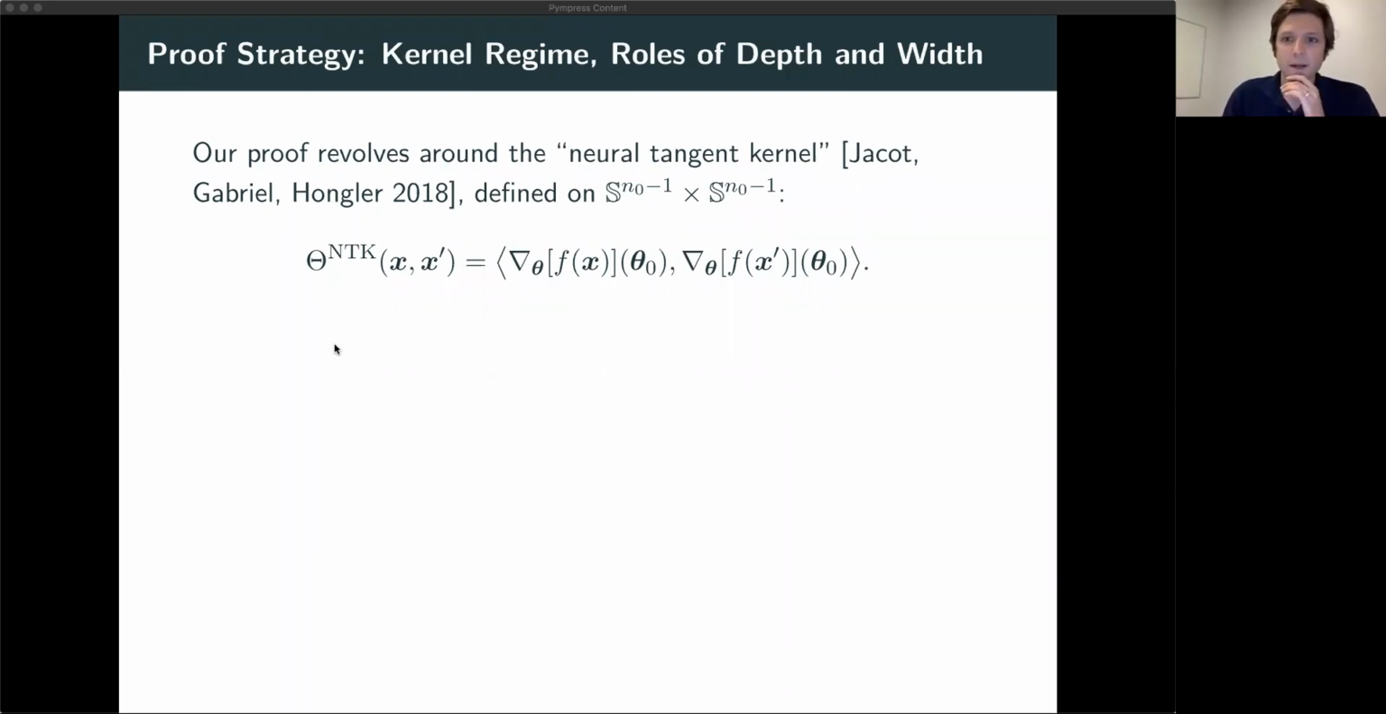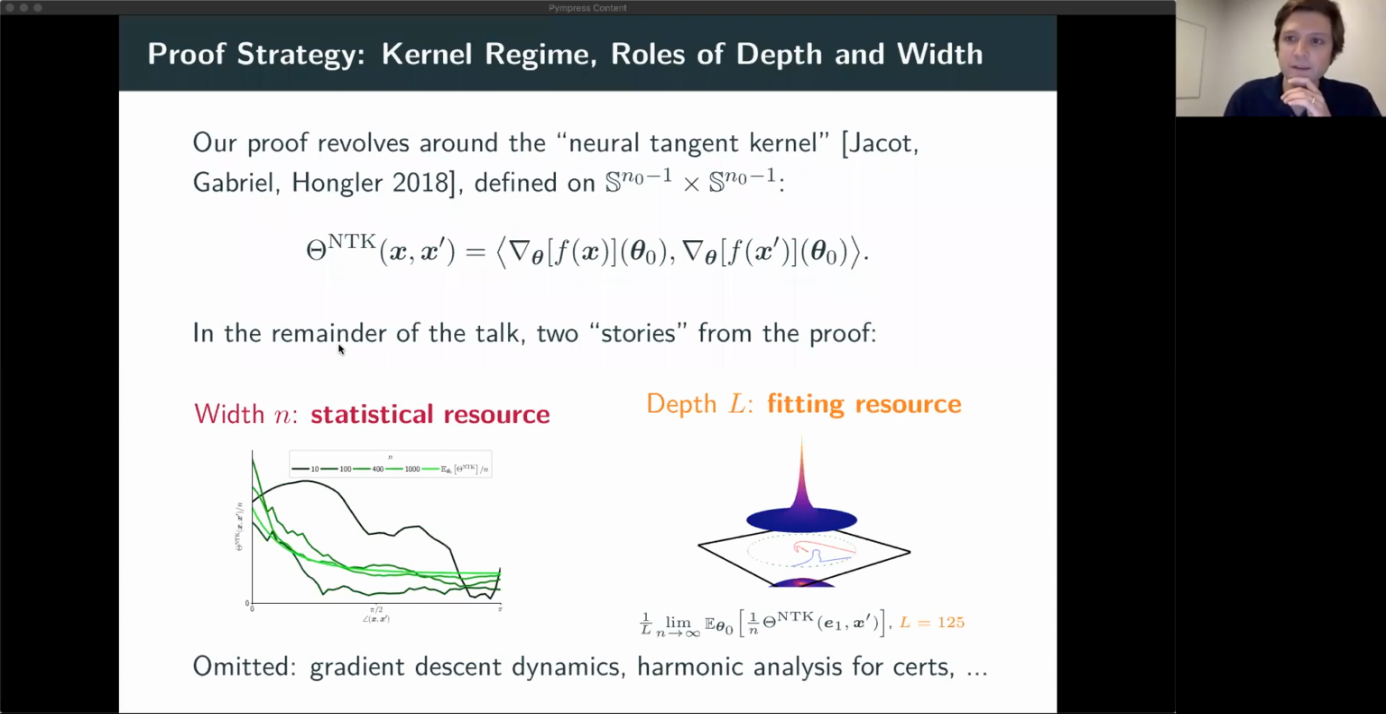And like I was saying, I'll try to tell some stories around this, how this kernel plays a role in our analysis, and some potentially more broad technical contributions that we have, maybe of broader interest.